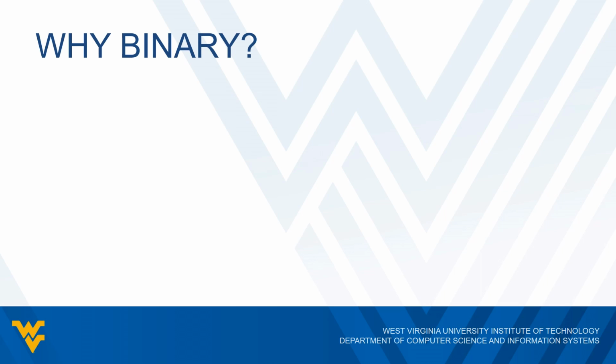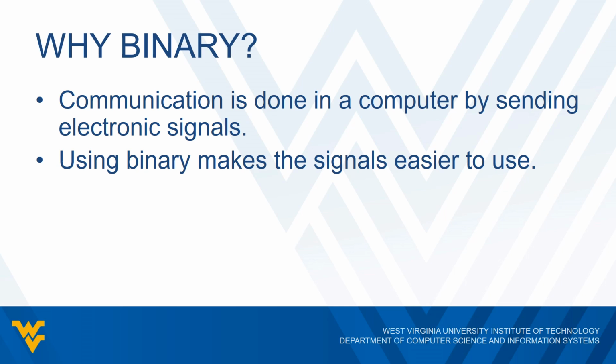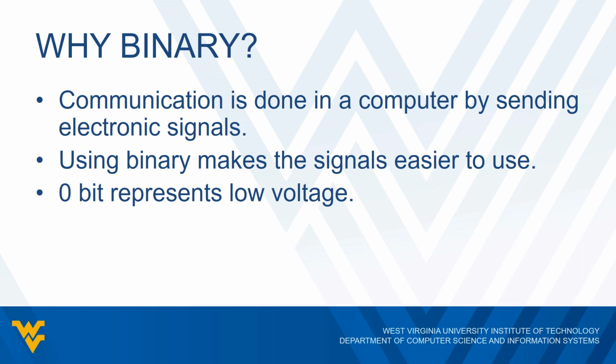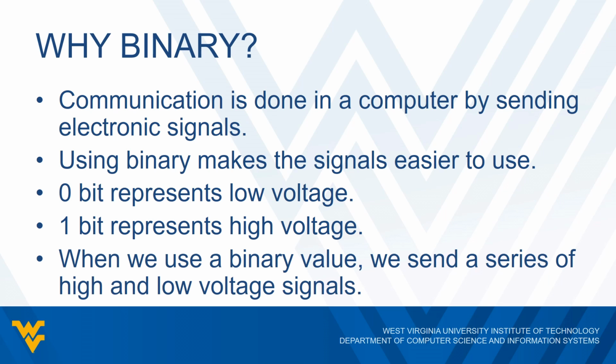The main reason why we use binary values to store stuff in our computers is because of the way communication is done in a computer. We're sending electronic signals. And so if we use binary, it makes using these signals very easy in order to send messages within the system. So what we do is we have our binary values represent different types of voltages. For example, the 0 bit would represent a low voltage, and the 1 bit would represent a high voltage. So whenever we use a binary value, what we're doing is sending a sequence of high and low voltages that represent zeros and ones.